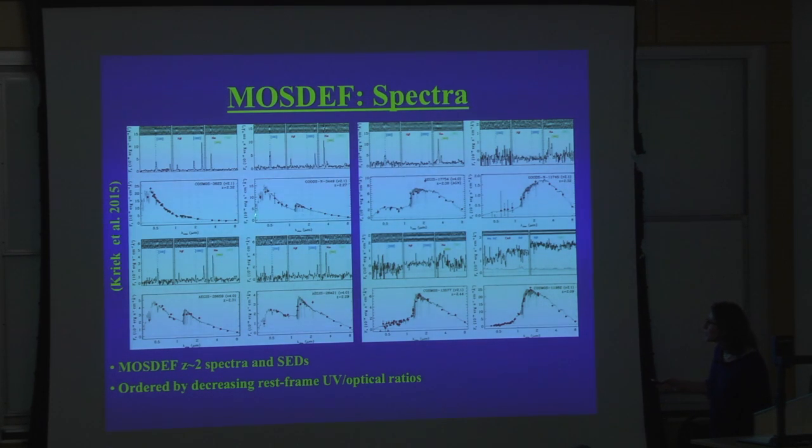So the bottom panel here shows the broadband, what we call spectral energy distribution, going from the observed optical through observed mid-infrared. Okay. And then the top shows the spectrum that we obtained from MOSFIRE in the J band, the H band, and the K band. And these are ordered basically in terms of decreasing ratios of UV to optical or UV to infrared light.